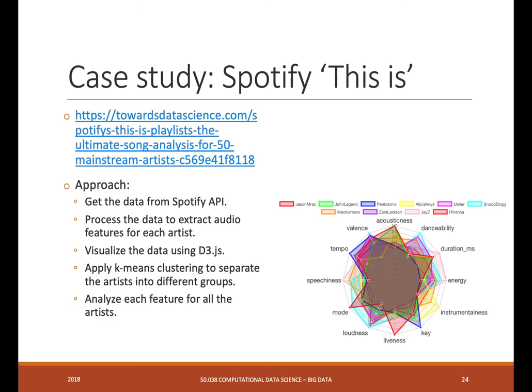The Spotify This Is playlist, you might be familiar with it. You can say, this is Tina Turner. Every artist has a This Is playlist with their best songs. So what they did in this study is they analyzed the data using the Spotify API, which used to be by Echonest, but they got acquired. Spotify API gives you a bunch of audio features, such as the one on the picture. And based on these audio features, they actually managed to visualize some of the data of each artist.